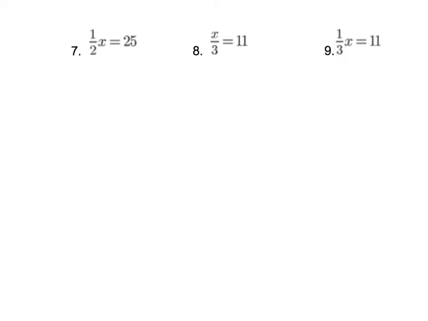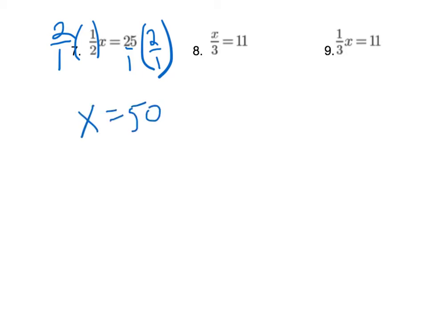Now, we can find this also the algebraic way by multiplying by the reciprocal. The reciprocal of 1 over 2 is 2 over 1. And we multiply that to both sides, and we just have to remember that 25 as a fraction is 25 over 1. And then 25 over 1 times 2 over 1, x equals 50. Here we also see that when we multiply by the reciprocal, the 2's and the 1's cancel. That's just x on that side.